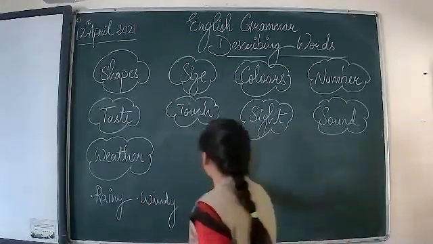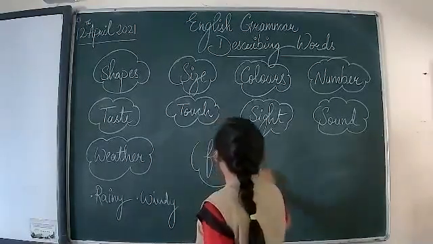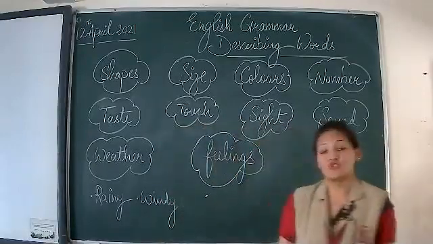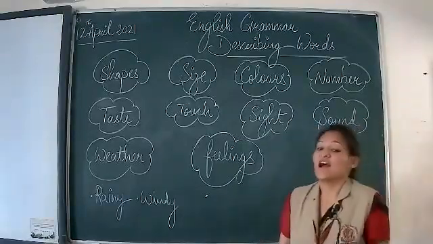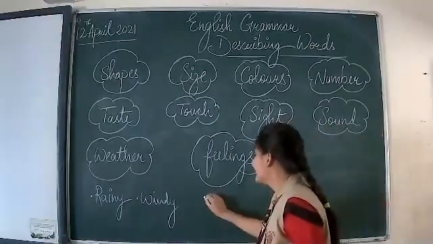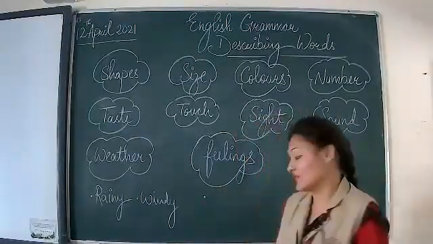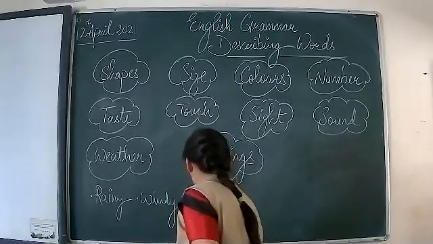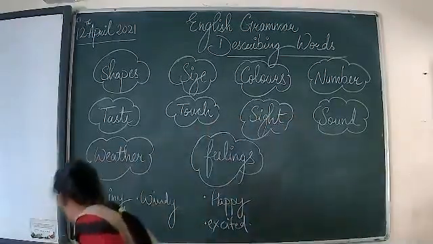All right, all these. Then comes feelings also. Now, what will come under feelings? Suppose you're very happy today. So if you're saying that I'm very happy, I'm sad, or I'm very excited, all these emotions or feelings, whatever you're feeling, will come under this category. Happy, excited.